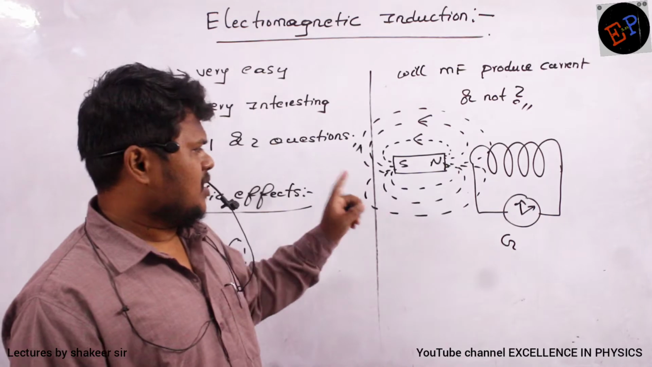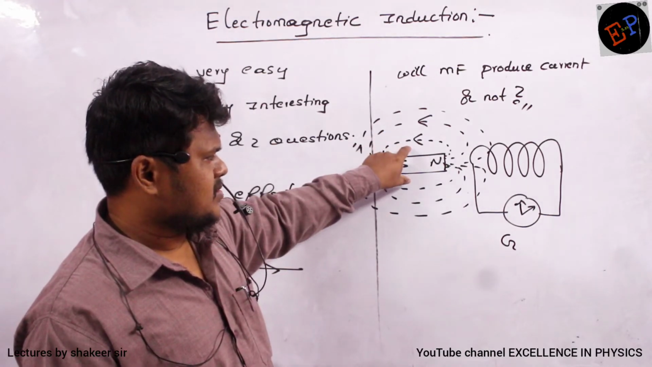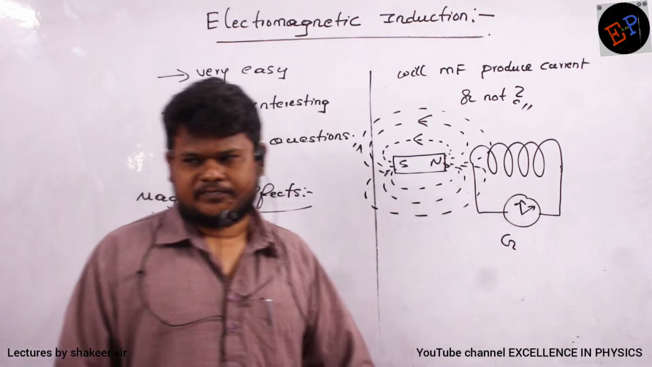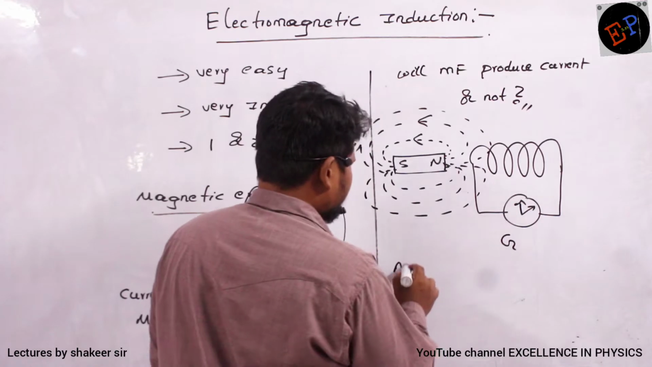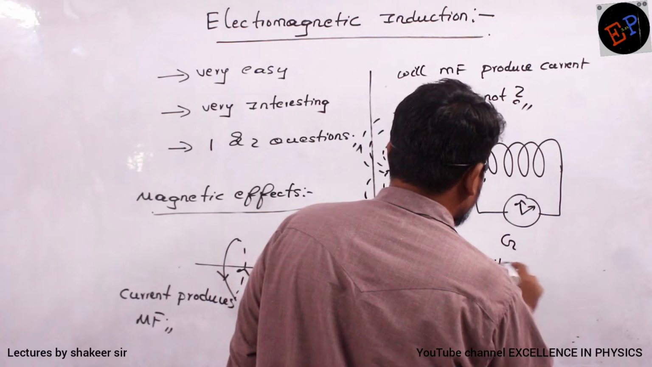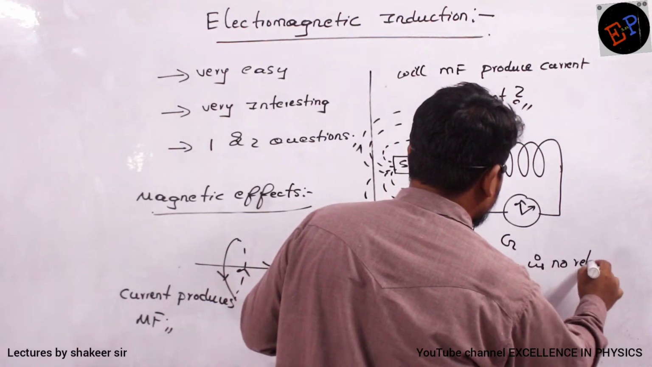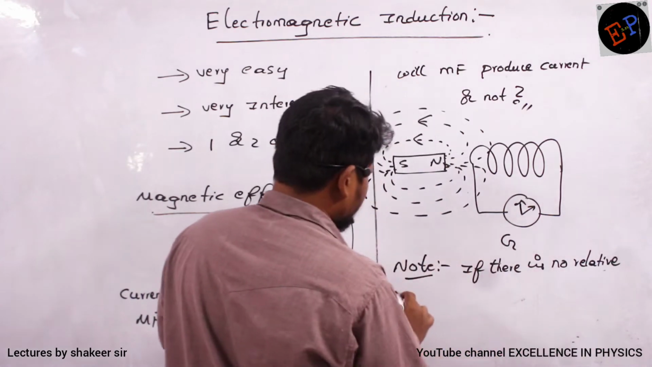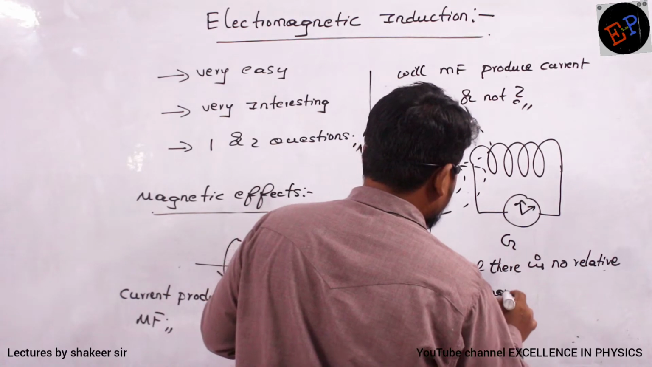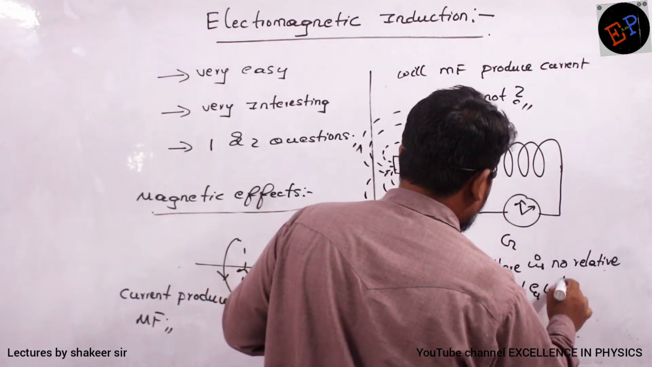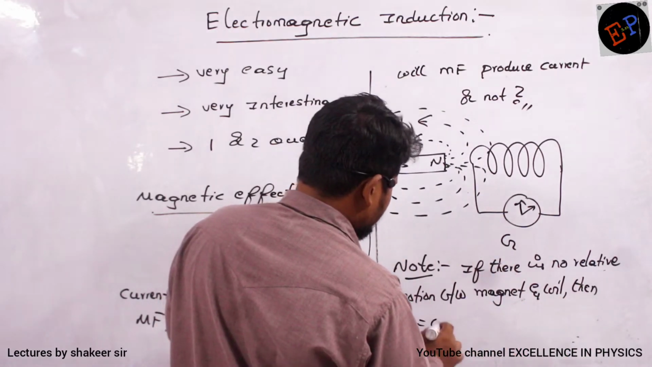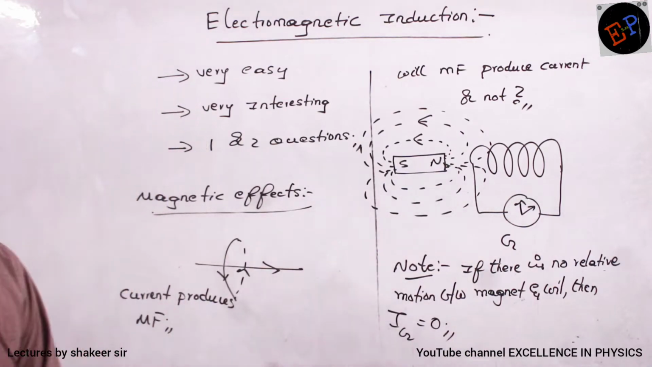Clear? Now what I observe is that when I place this magnet with its magnetic field near a coil, I don't see any deflection. So what is the note point we have observed? The note point is that if there is no relative motion between magnet and coil, then the galvanometer reading is how much? Galvanometer reading is 0. Are you able to understand?